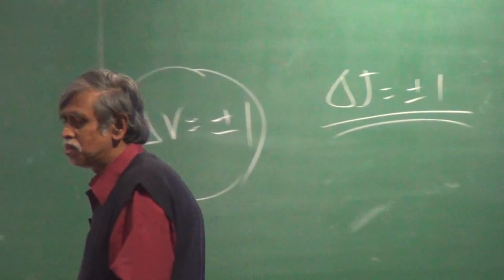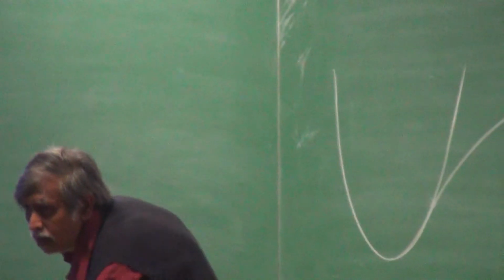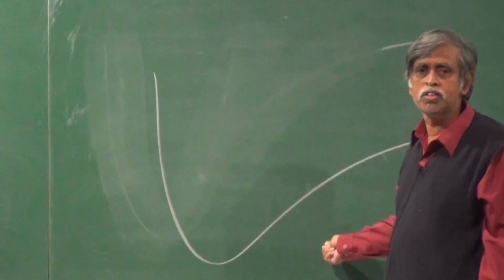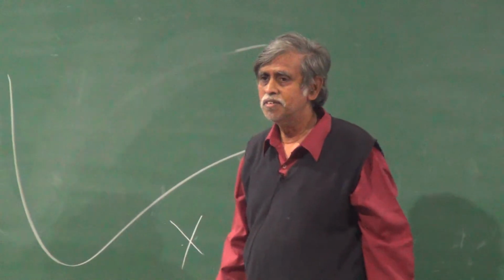The question now is, what happens in electronic spectroscopy? And what's the question I'm asking myself? The question I'm asking myself is the following. Let's say I have a curve here. And what should I call this curve, the ground state? X. Let's call it that.